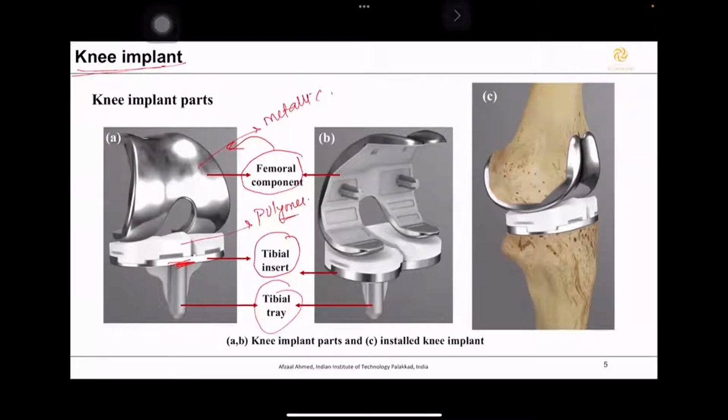So this is the frontal view of a complete knee replacement implant. This is the view from the back. So this femoral component looks like this from the back.